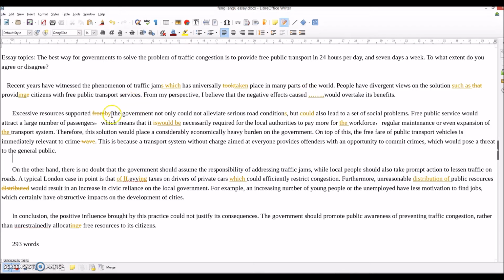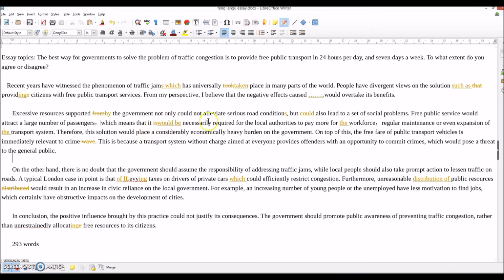Okay. Excessive resources could not only alleviate serious road conditions. So here you're saying that it can, but could also lead to a set of social problems. So does that mean that you think it's good or bad? I'm not really sure. Free public service will attract a large number of passengers. Well, public service attracts passengers in any case. Why would there be even more?